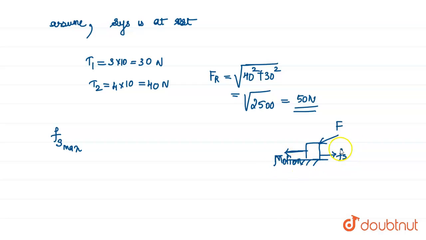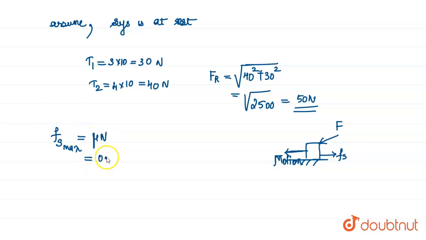So what do you mean by static friction? Static friction is the maximum friction beyond which, when we apply force, the object starts to move. This is the limit of the maximum friction within which the object stays at rest. Beyond this maximum value of static friction, when we apply force, the object starts to move. So what is the value of static friction? It is mu into N.